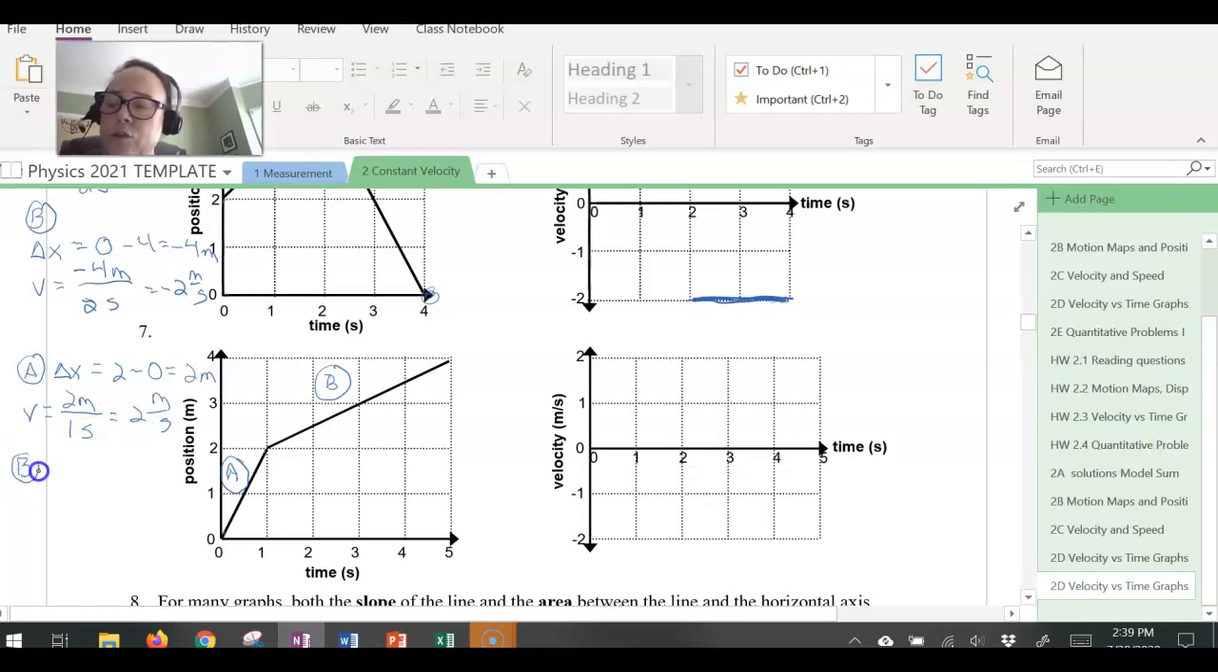In part B of the trip, the displacement is final minus initial, 4 minus 2, or 2 meters. But the velocity is smaller because that 2 meter displacement took 4 seconds to accomplish, and so it's 0.5 meters per second. So when we do the velocity versus time graph, for the first second the velocity is 2, and for the next 4 seconds the velocity is 0.5.